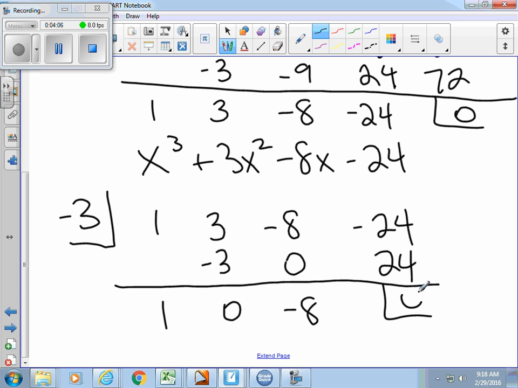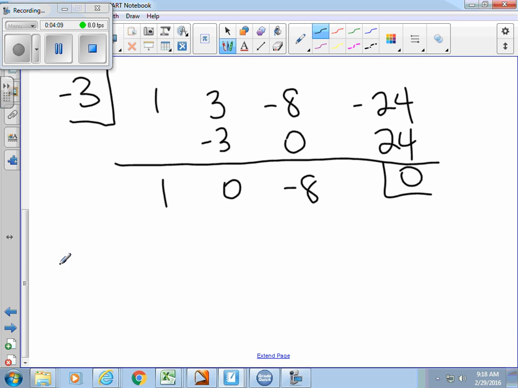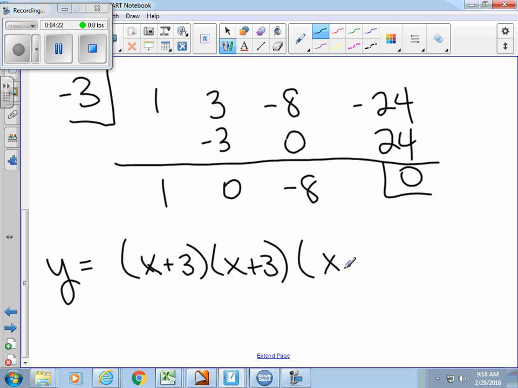Did it work for us? So would you agree our polynomial, I divided out x plus 3 2 times, and now I'm left with x squared minus 8. Everyone agree? Where would the x go? Would it go with the 0? 0x and then minus 8.